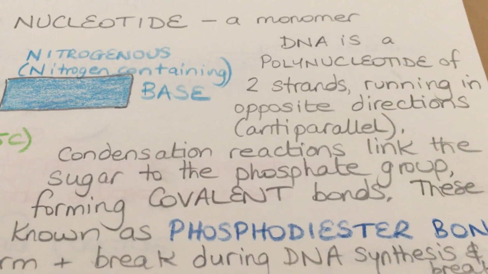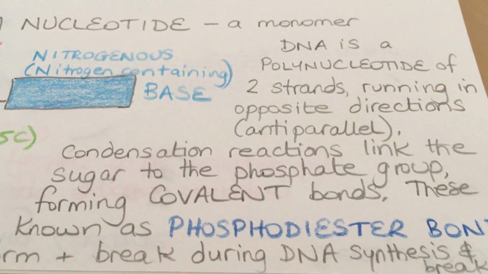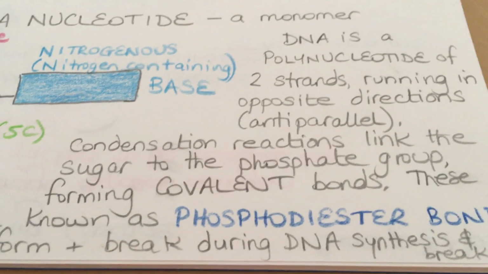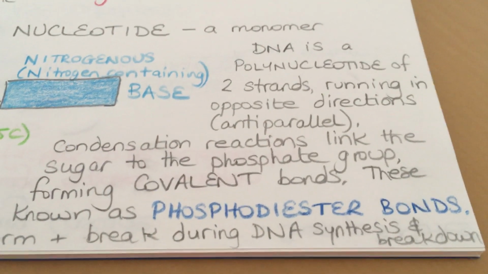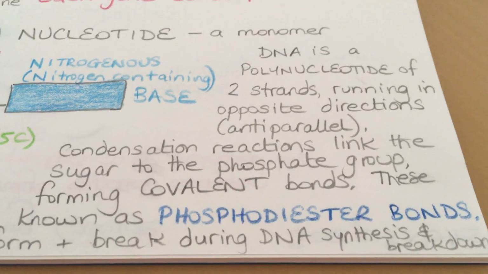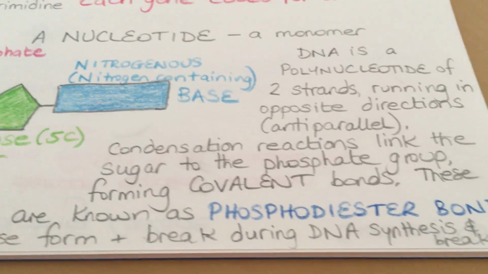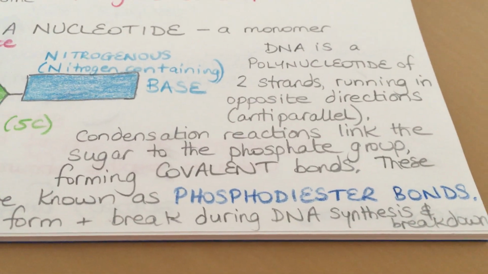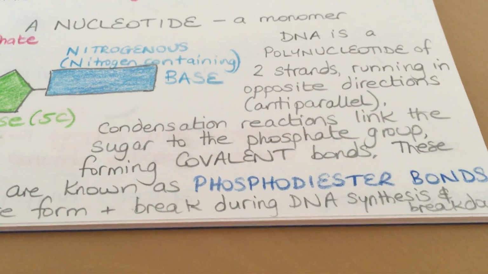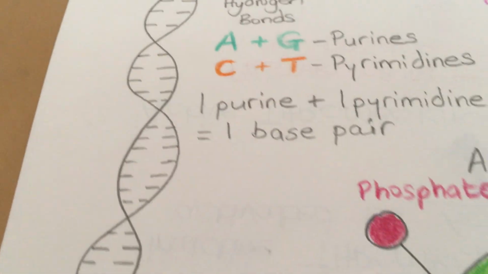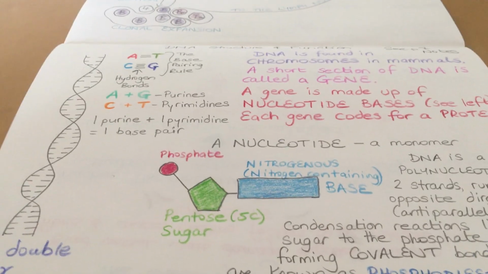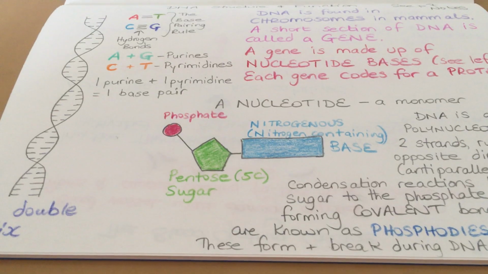So much like all the other biological molecules, condensation reactions link the sugar to the phosphate group, and they form covalent bonds, and these are called phosphodiester bonds. There's some really useful language to use. There's some money marks for you, Year 12. And these form and break during DNA synthesis and DNA breakdown. So that's the basic structure of DNA, and what we will look at next in the next video is how DNA replication occurs so that we can make new cells.